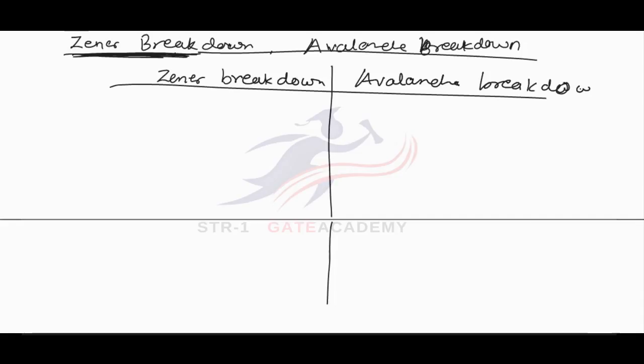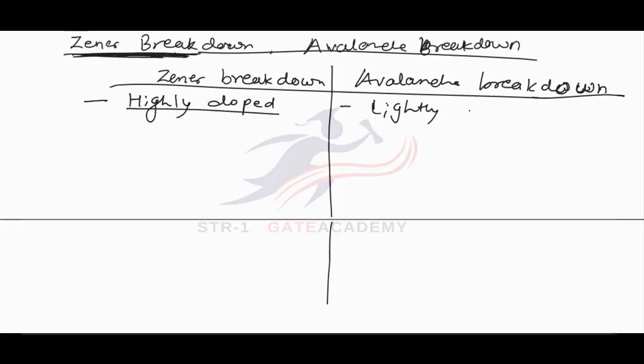Breakdown is nothing but a sudden increase in current in the diode in reverse bias. If diode is highly doped diode, then only Zener breakdown can be seen. If diode is lightly doped, then the breakdown will be due to avalanche effect. In highly doped diode, which is operated in reverse bias.